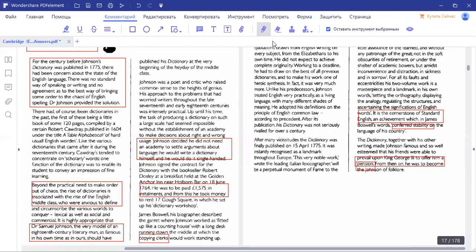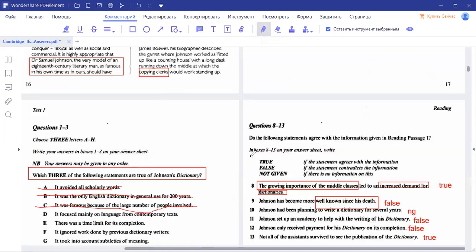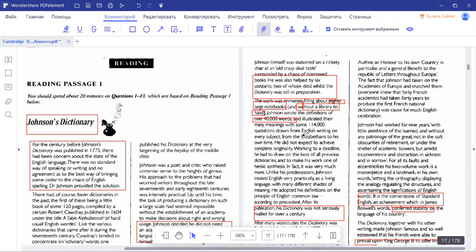His dictionary was not seriously rivaled for over a century. That means there was no dictionary that could compete with his dictionary for over a century. But over a century doesn't mean 2 centuries, right? So just over a century, and maybe in the middle of the next century there was another dictionary that rivaled it. It was famous because of the large number of people involved. Absolutely not. It was famous because of so many of these facts.